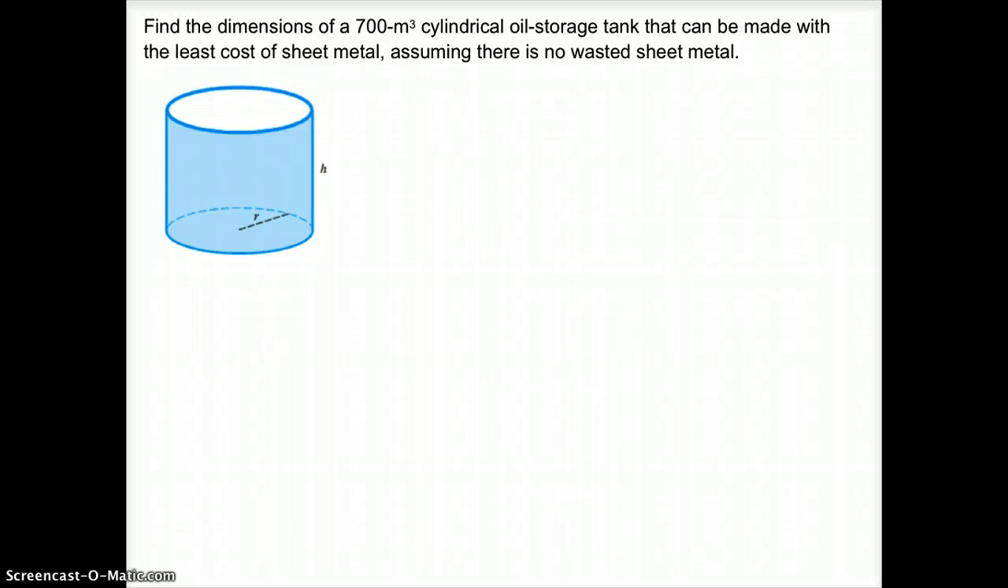Okay, we're going to work on an optimization problem. This is where we're trying to find either the minimum or maximum of some function. Okay, so first we'll read the problem. Find the dimensions of a 700 cubic meter cylindrical oil storage tank that can be made with the least cost of sheet metal, and assume there's no wasted sheet metal.